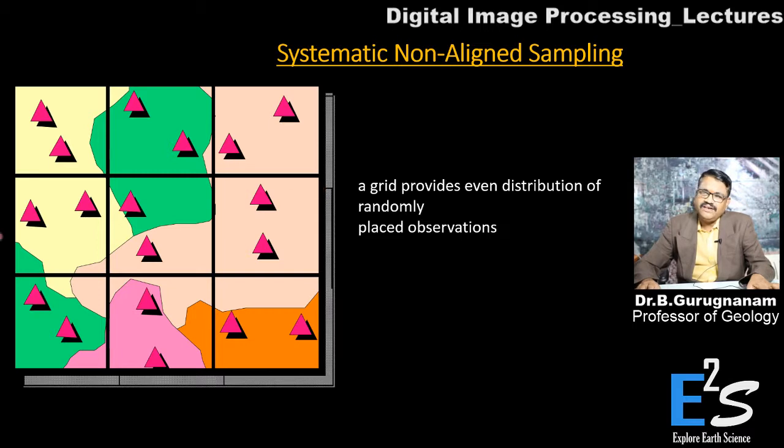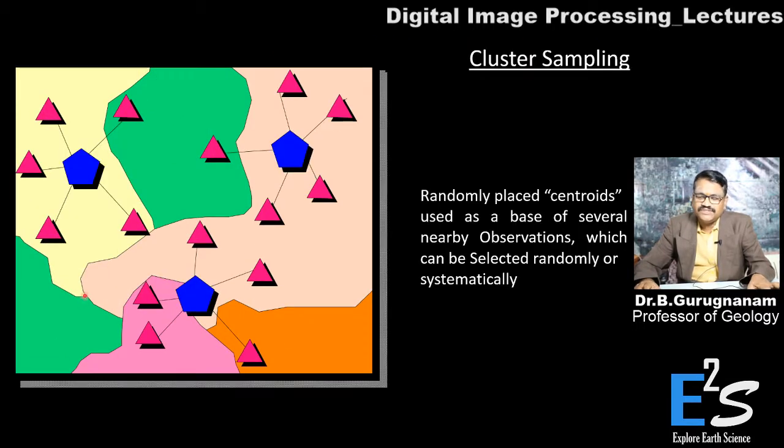Systematic non-aligned, this is systematic non-aligned sampling. Also classified as systematic random and systematic non-aligned. A grid provides even distribution randomly. You have a grid, it makes a grid, and then in this grid 2 samples, in this grid 2. In every grid only 2 samples are collected, and then the information is taken to the ArcGIS platform for accuracy assessment.